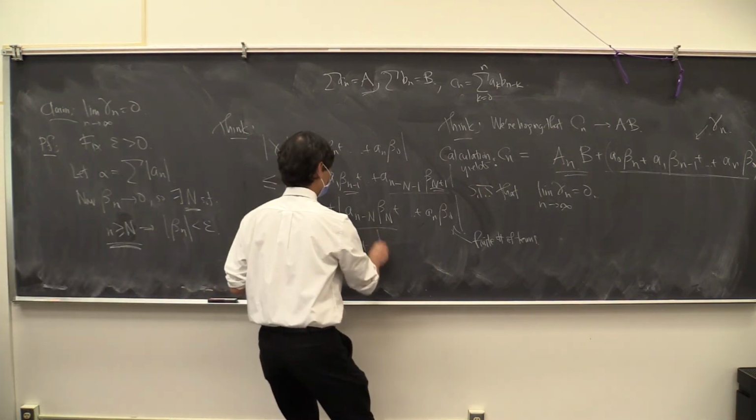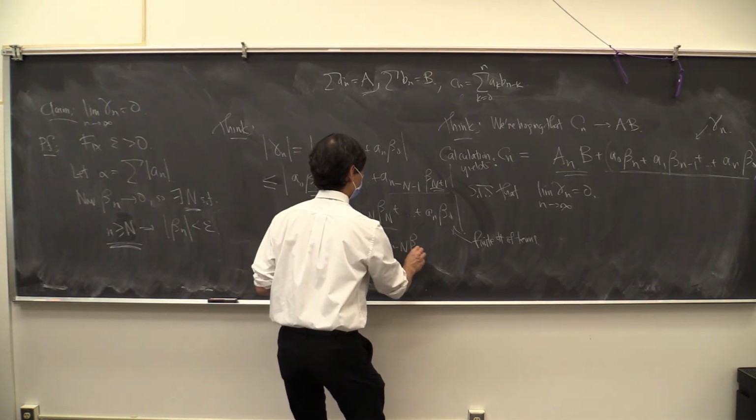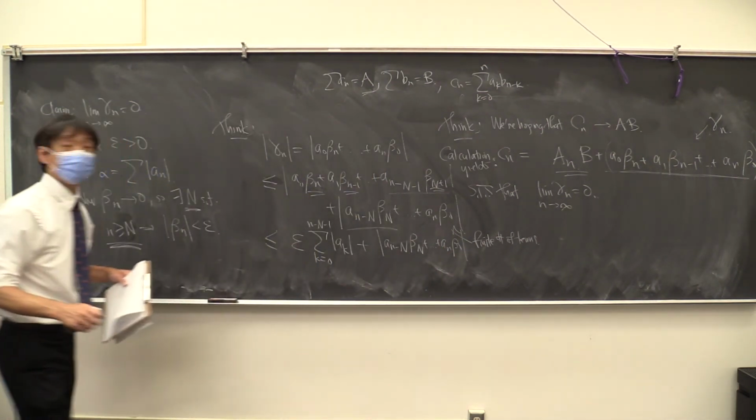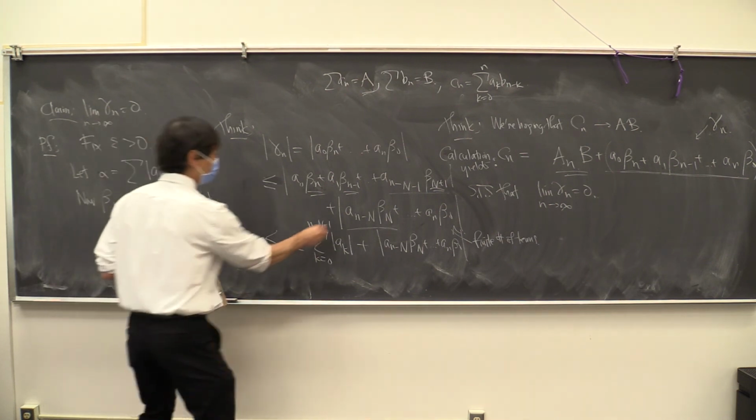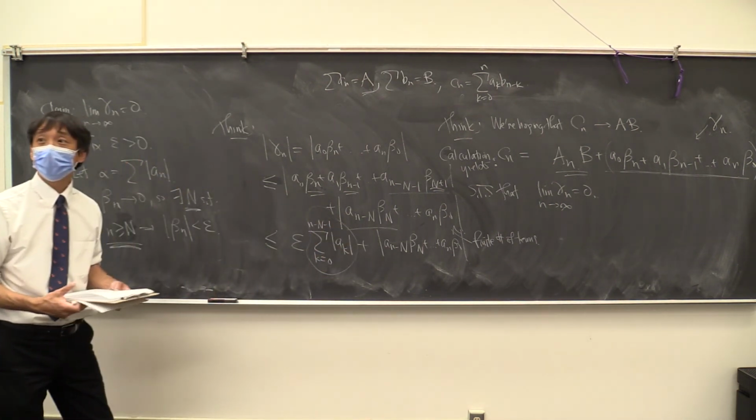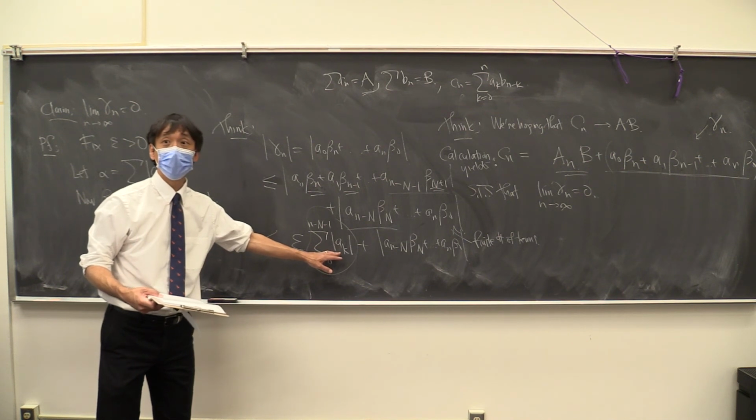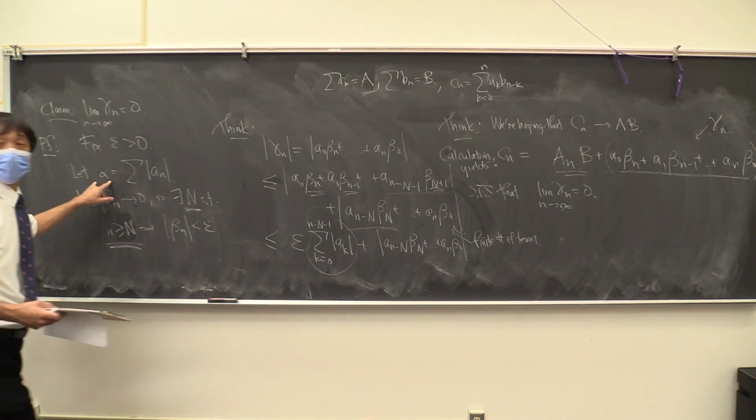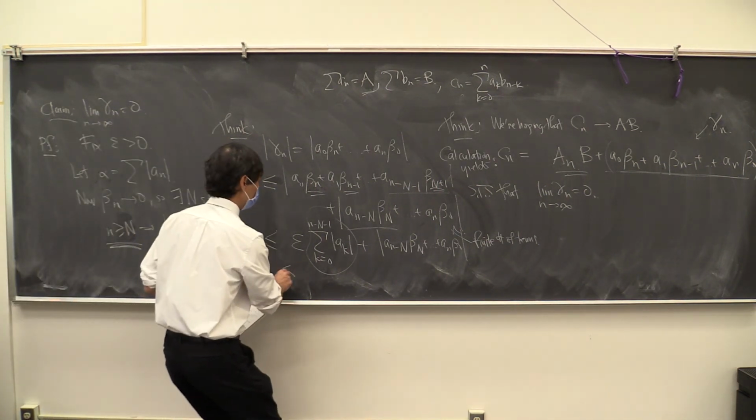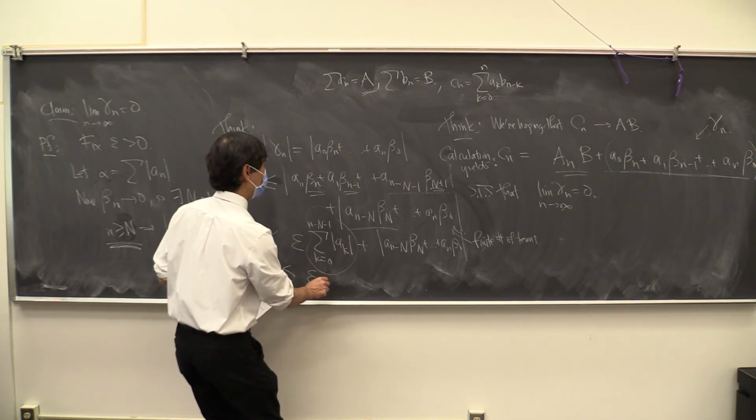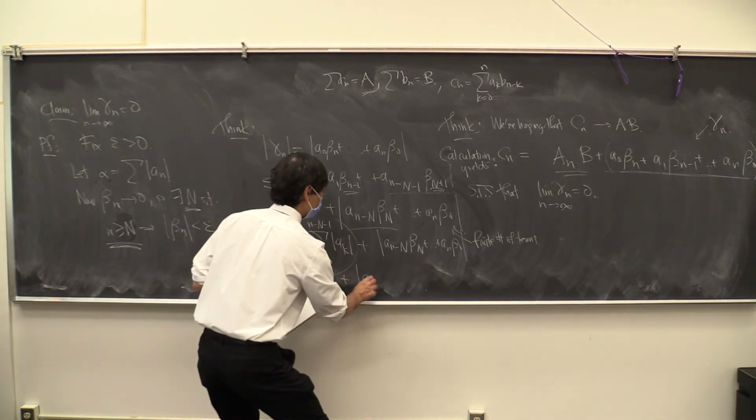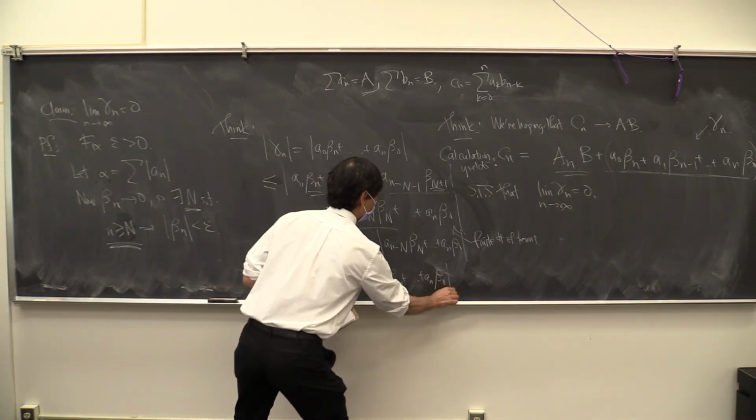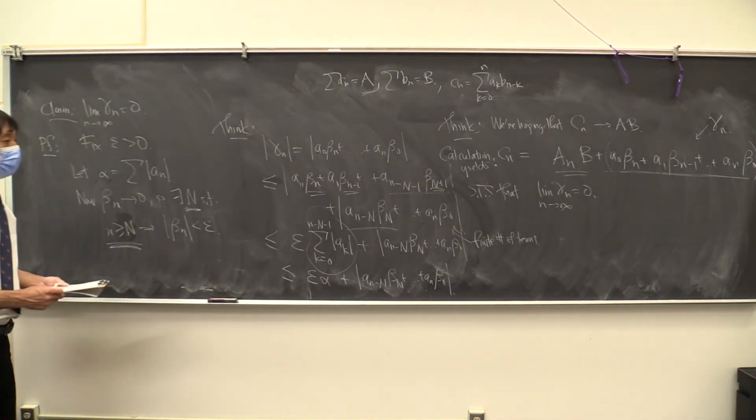And then we have this leftover term here. But this thing here, we have control over. This is where the absolute convergence comes in. We're taking the sum of the absolute values, and that's controlled by alpha. So this is controlled by epsilon times alpha, plus this thing here.